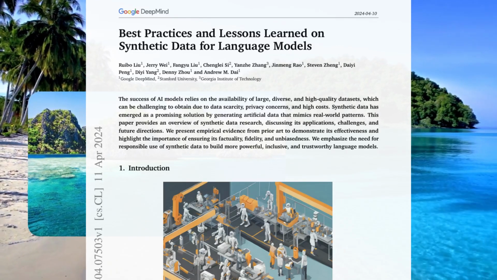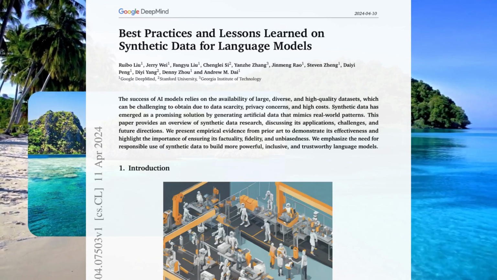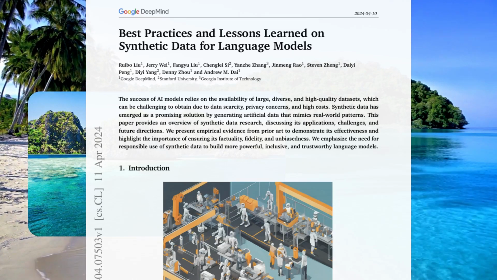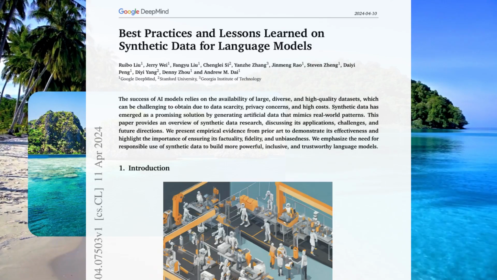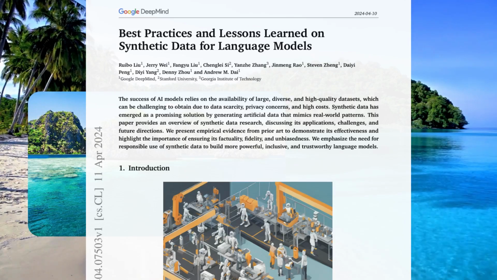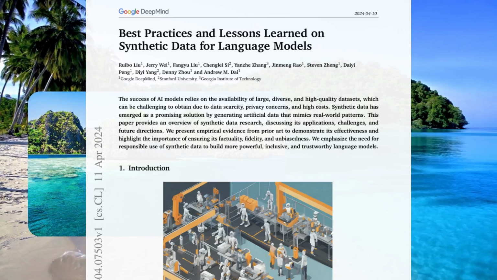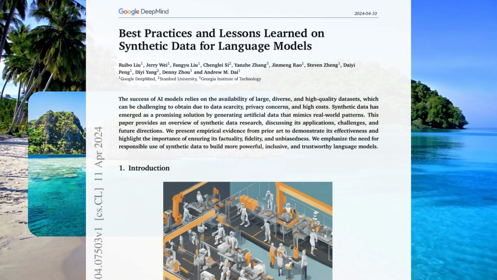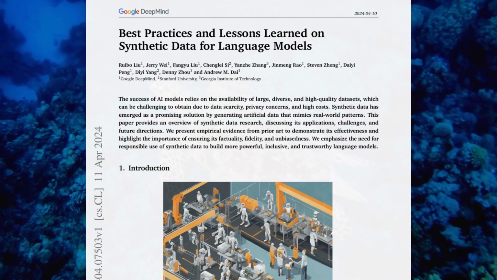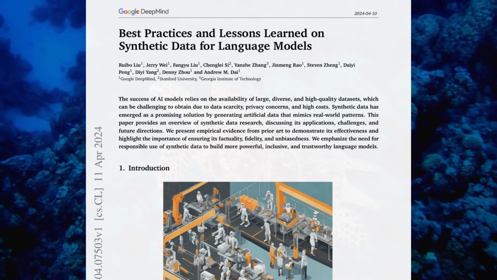This technique involves generating artificial data that reflects the characteristics and patterns of real-world data, providing a flexible and scalable solution for training and evaluating AI models. The power of synthetic data in training. Synthetic data has demonstrated remarkable success in various AI domains, including reasoning, math.